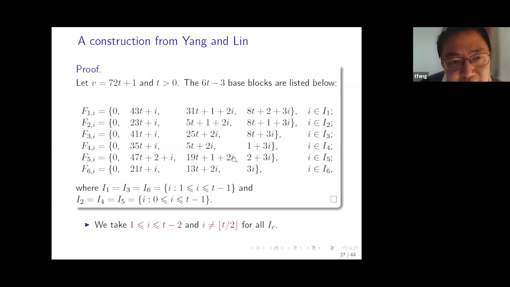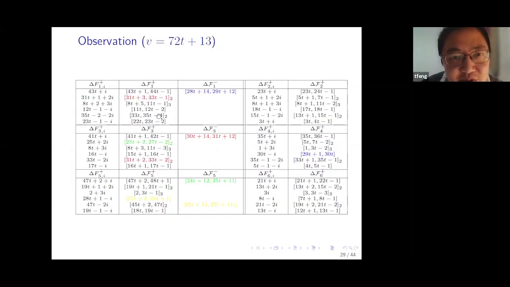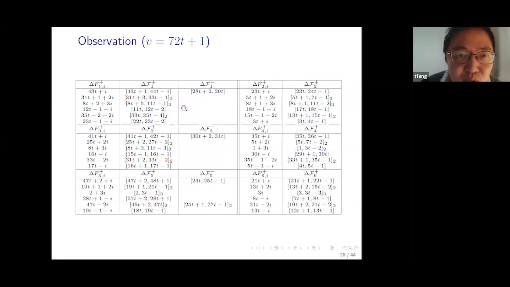And the next question is, here v is 72 times t plus 1. How about the other cases? For example, how about 72 times t plus 13? So we need to observe why 72t plus 1 works. And this is a table. It lists all the differences contributed by our base blocks.